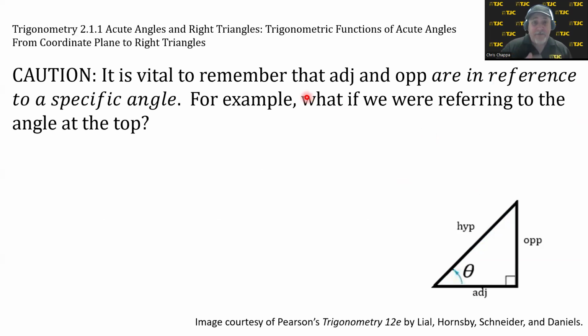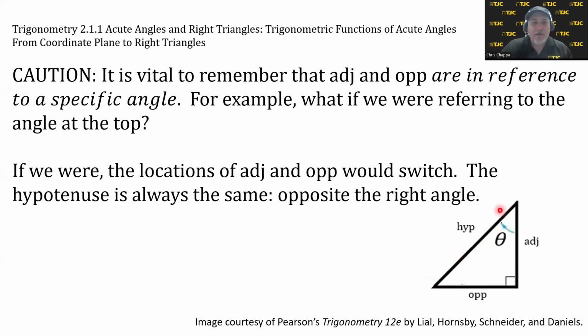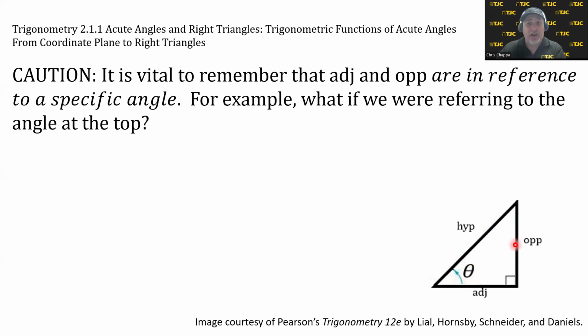Now, caution, it is vital to remember that adjacent and opposite are in reference to a specific angle. For example, what if we were referring to the angle at the top? Well, if we were, the location of adjacent and opposite would switch. Hypotenuse is always the same. So be careful when you're looking at a certain angle, who's adjacent and who's opposite is relative to the angle that you're looking at.